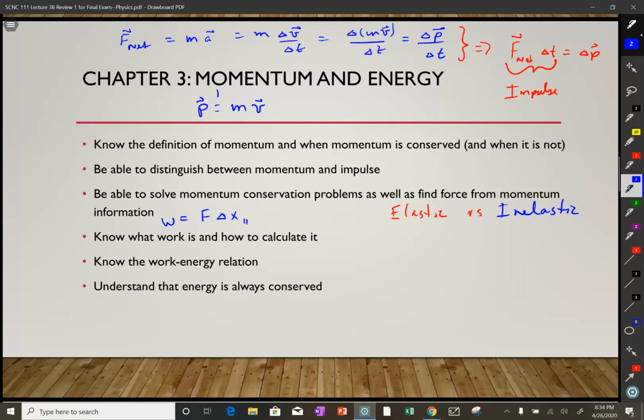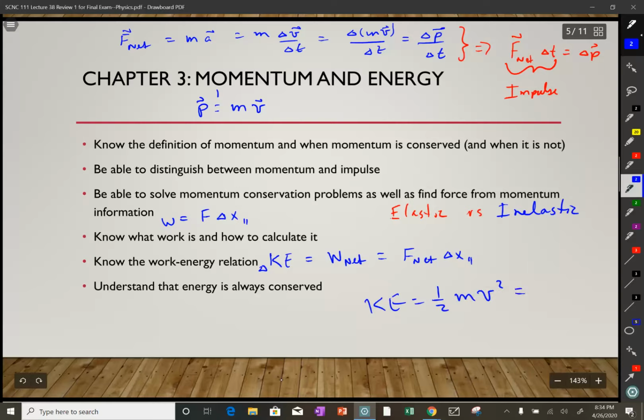So you should be able to calculate work. And then we had the work-energy relationship that said change in kinetic energy is equal to the net work, which of course would be net force times distance moved parallel to that force. Kinetic energy is the ability to do work because of motion. And it has an equation: kinetic energy is equal to 1/2 mass times speed squared, or if you put it in terms of momentum, momentum squared over 2m.